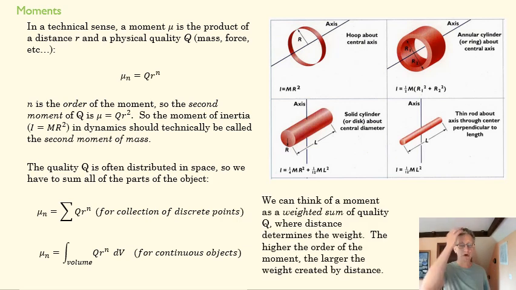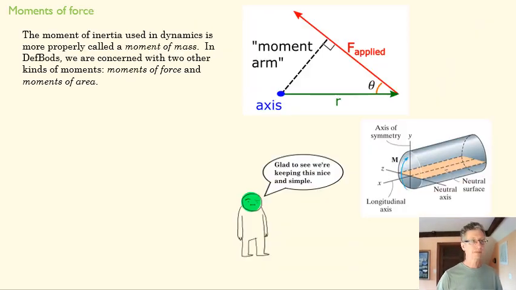Okay, we can think of a moment as a weighted sum of the quantity Q, where that distance determines the weight. And the higher the order of the moment, the more we're stressing that distance, right? A second order moment is giving much larger weight to things that are far away than it is close by. A third or fourth order moment would be really dominated by things that are far from the axis. So the moment of inertia used in dynamics, as we discussed, is more properly called the second moment of mass. In DefBOS, we're more concerned with two other kinds of moments, the moments of force and a moment of area.